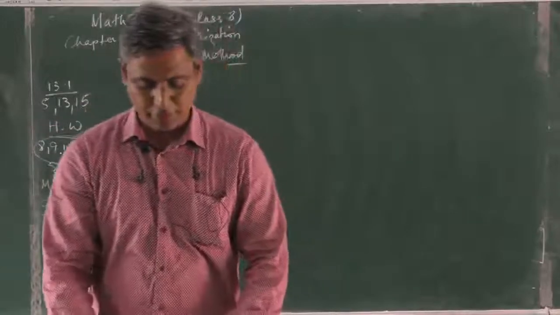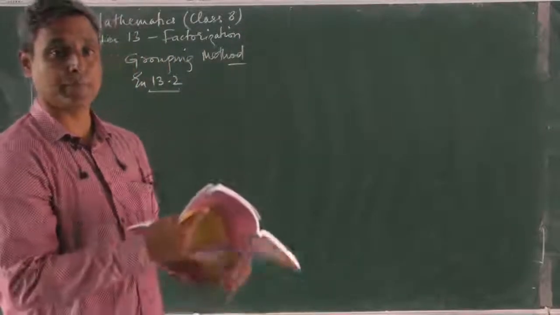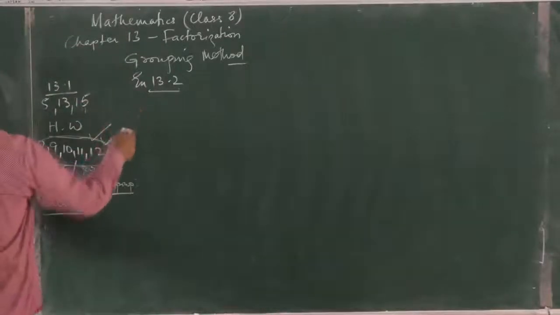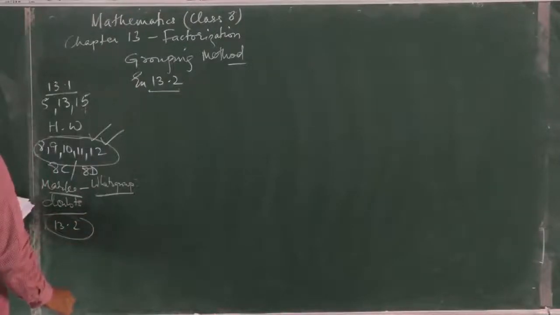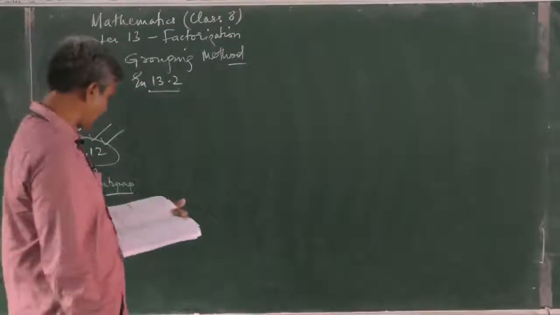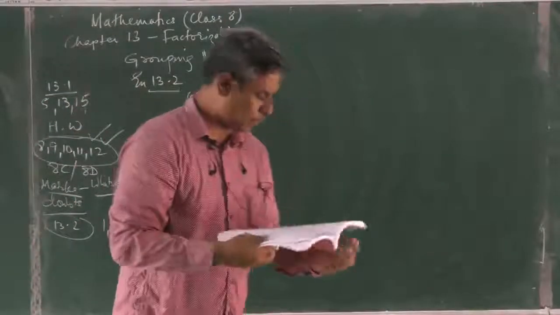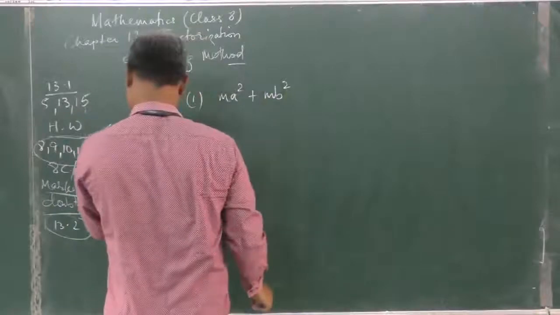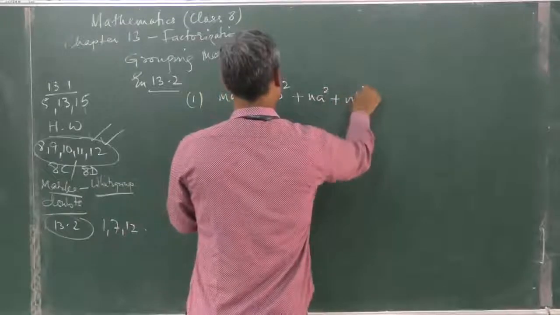Now I believe if we begin to practice these methods and I show you the two steps, it will become more clear to you. So exercise 13.2, let me do with you questions. I'll do 3 questions, 1, 7 and 12. And then again I'll give you some homework so that you can practice. Question 1 says, MA square plus MB square plus NA square plus NB square.